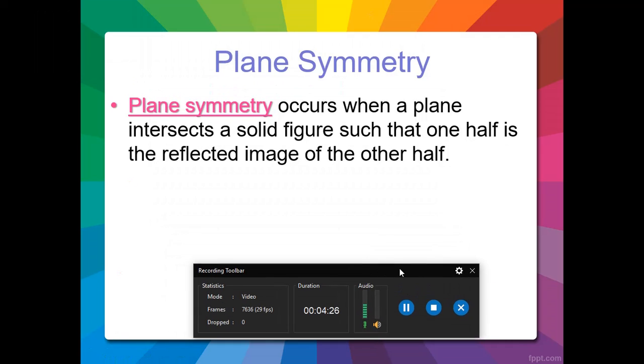We could also have what's called plane symmetry. So I can take a 2-dimensional flat plane, and I can make it pass through a solid figure, which is going to be 3-dimensional. When it passes through, we want one half to be identical to the other half. So whether it's diagonal or horizontal or vertical, we have to have 2 identical halves.